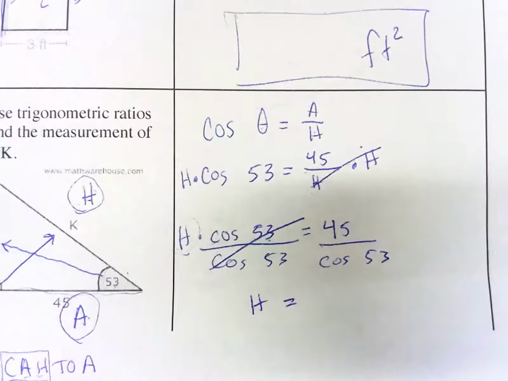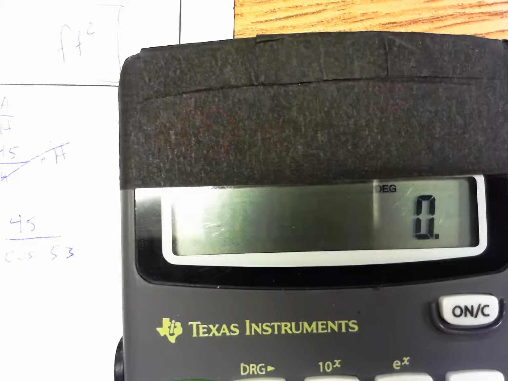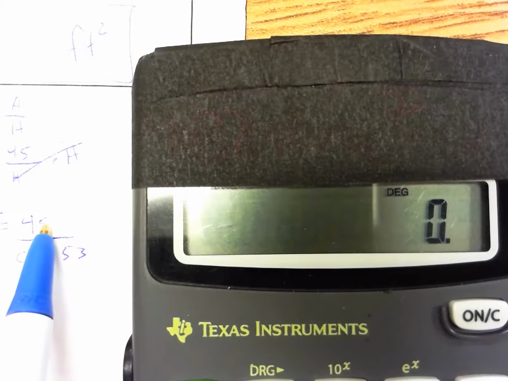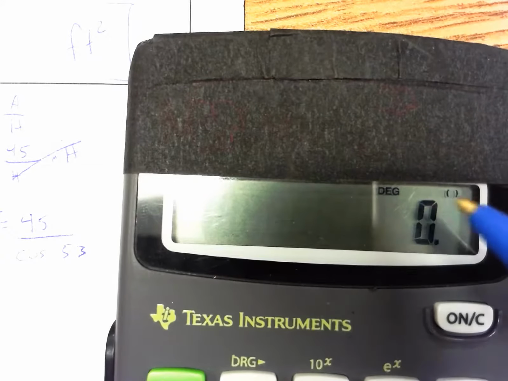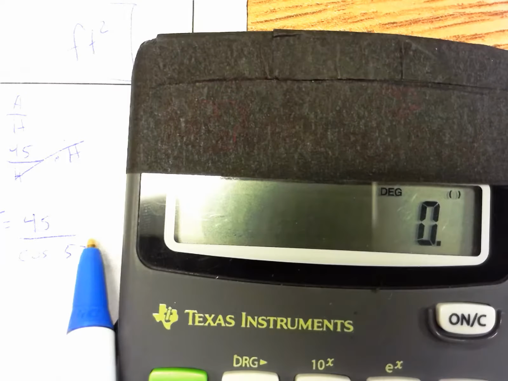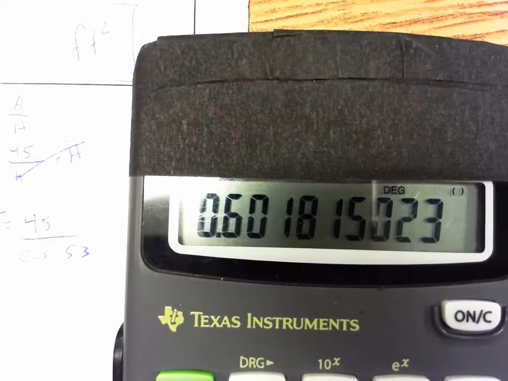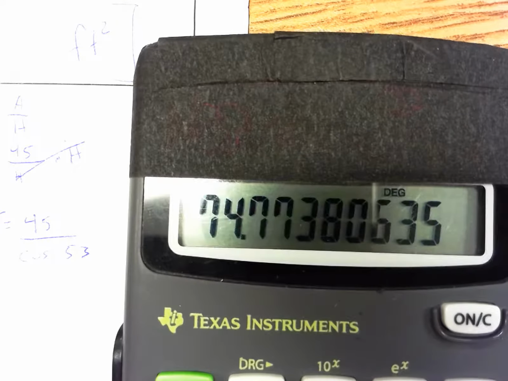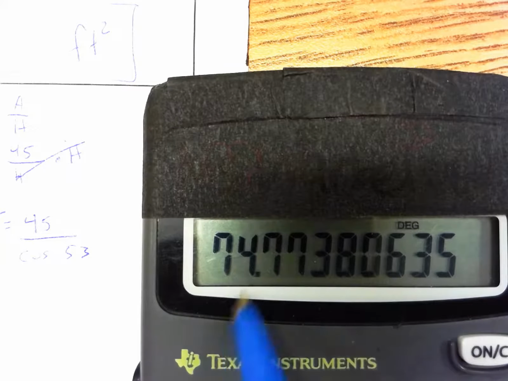So now on your calculators, all you need to do is type in 45, because that's what we're starting with, right there. 45 divided by, and then in parentheses, so I open up my parentheses, you can see them, I'm going to do 53 cos. So 53 cosine, then close my parentheses and push enter, or equals, to get your answer. And so my answer here would be 74.7738, etc.